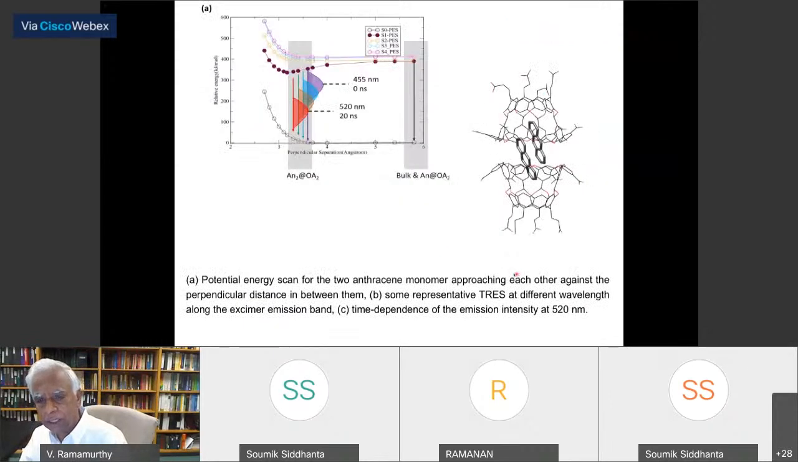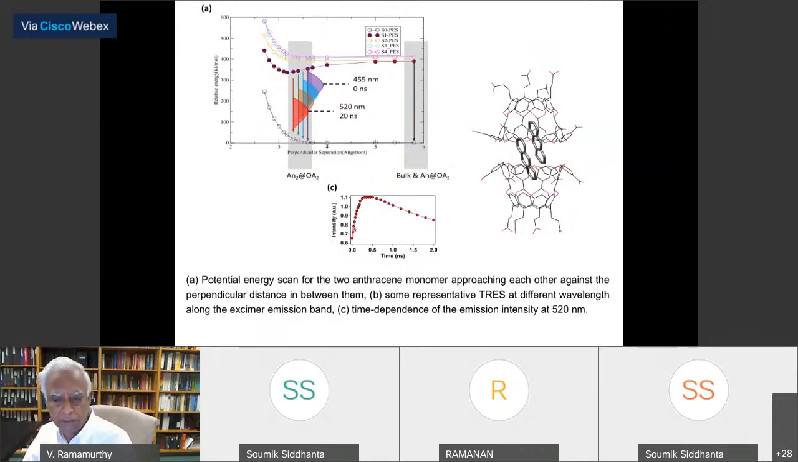Now, I will tell you what the same picture means. As I already mentioned, we excite the molecule here, and then the anthracene moves towards another anthracene. When it moves closer, the emission is going to shift from monomer to excimer. It takes a little bit of time, maybe about 0.5 nanoseconds. And in this time range, there are many things happening. This is where we start. We excite the molecule. The other anthracene is getting closer. That means this is the distance between the two anthracenes. And then as it moves here, now this excited state is in a more stable position, and that's where the emission is going to start.